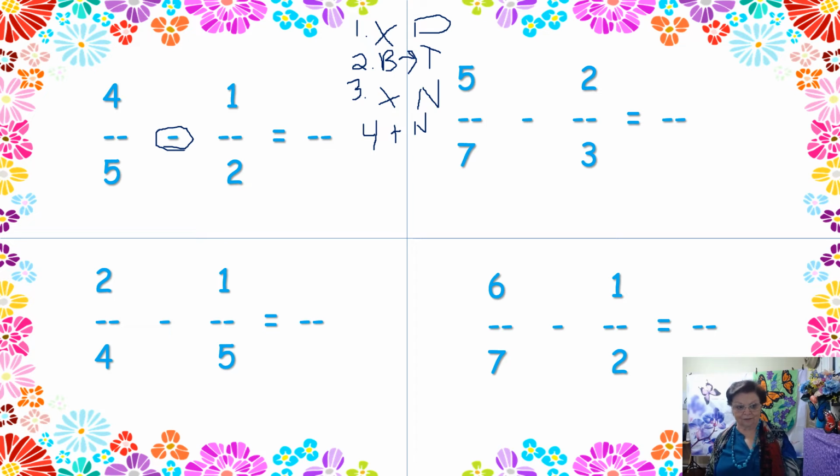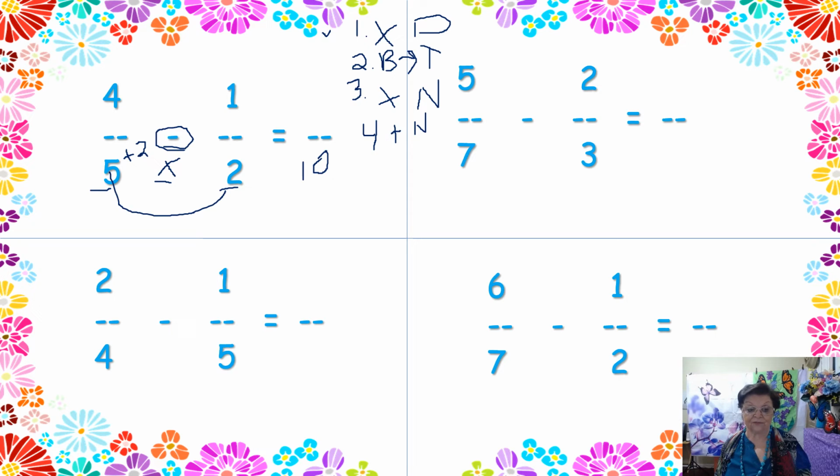Okay, let's practice it. Well, so we're going to do 5 times 2. So we'll have 1 common denominator. 5 times 2 is 10. Check. We multiplied the denominators. Now, we multiplied this 5 times the 2, so 5 times 2. And we multiplied the 2 times the 5, 2 times 5.